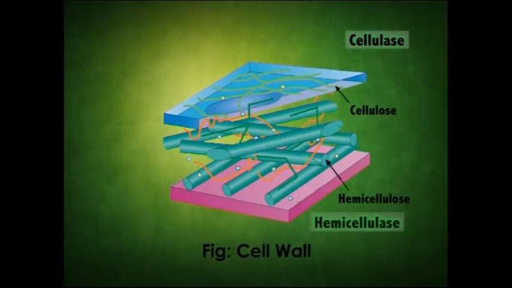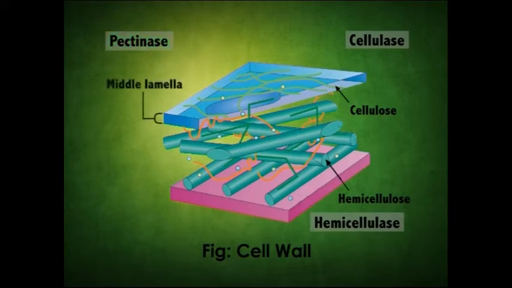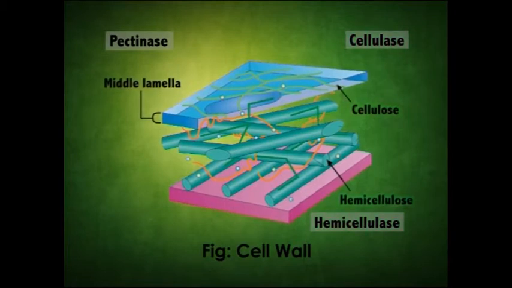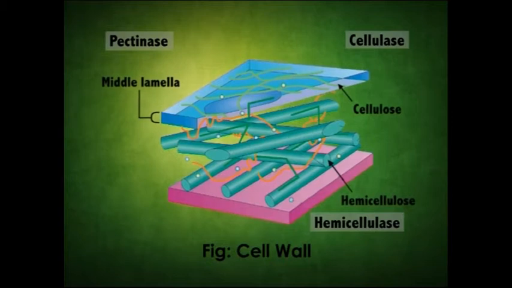Cellulase, hemicellulase and pectinase are used to remove the cell wall from the plant cell. Pectinase degrades the middle lamella, while cellulase and hemicellulase digest the cellulosic and hemicellulosic components of the cell wall respectively.